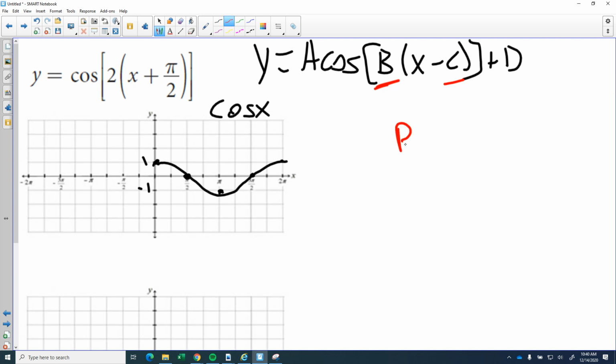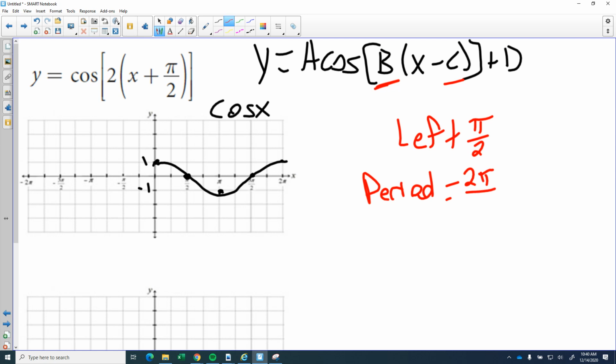So right off the bat, let's make an easy one. Because it's plus pi over 2, we always know that left and right's always opposite. So it's going to make it go left pi over 2. And then the b value, which helps describe my period, is always going to be 2 pi divided by whatever b is. In this case, it's 2. So in this case, my period is just a value of pi.